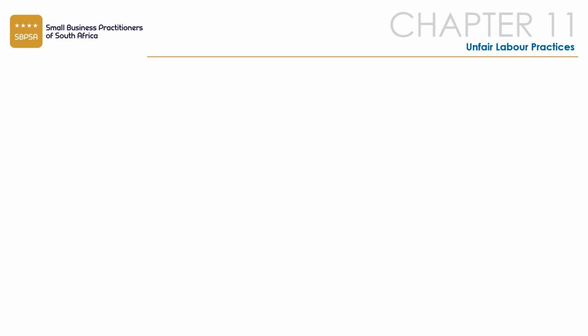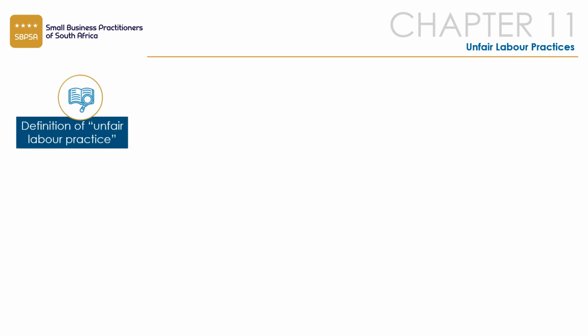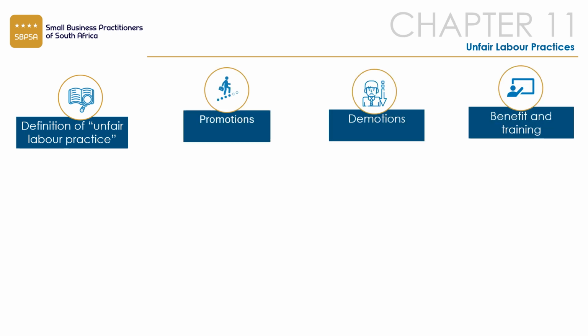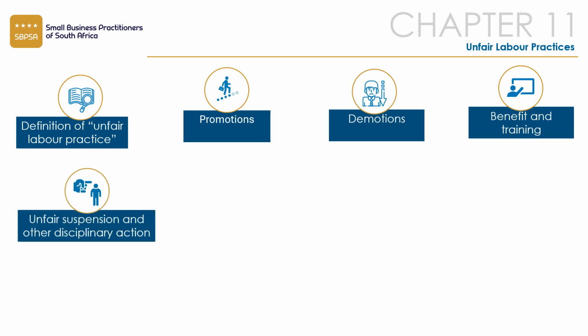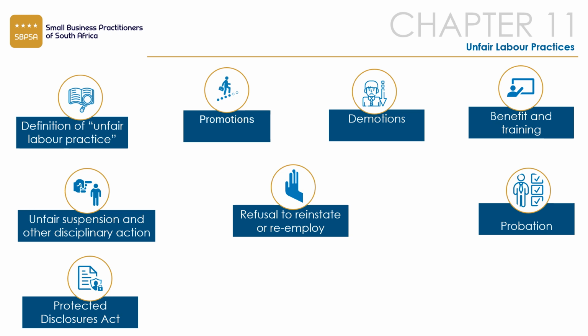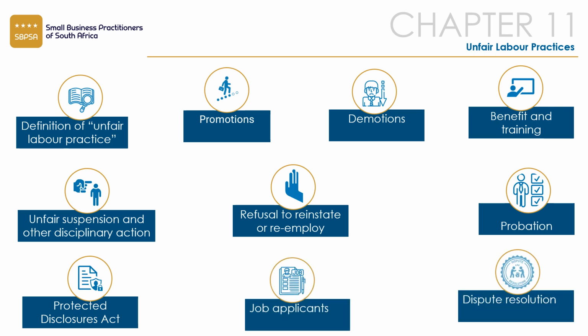Ever heard of unfair labor practices? We are covering those practices here in Chapter 11. The following are topics that are covered in the chapter. 1. Definition of unfair labor practice. 2. Promotions. 3. Demotions. 4. Benefit and training. 5. Unfair suspension and other disciplinary action. 6. Refusal to reinstate or re-employ. 7. Probation. 8. Protected Disclosures Act. 9. Job applicants. 10. Dispute resolution.